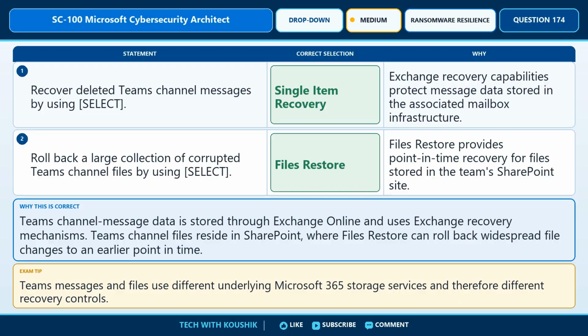For Statement 1, the correct selection is Single Item Recovery. Exchange recovery capabilities protect message data stored in the associated mailbox infrastructure. For Statement 2, the correct selection is Files Restore. Files Restore provides point-in-time recovery for files stored in the Teams SharePoint site. Exam tip. Teams messages and files use different underlying Microsoft 365 storage services and therefore different recovery controls.